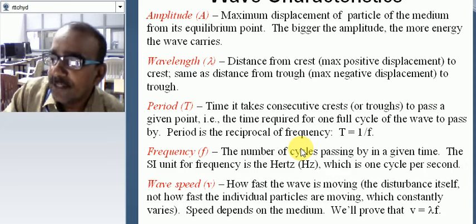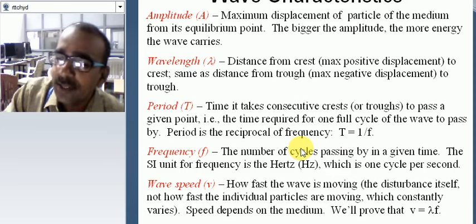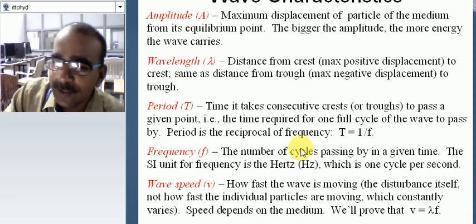The frequency is the number of cycles passing through a point in a given time. Next, the wave speed, that is nothing but the velocity. The velocity is the product of frequency and wavelength.